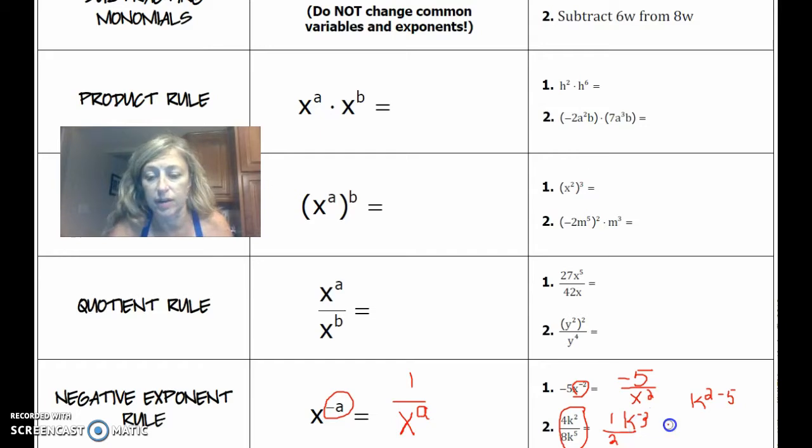Well, I don't want a negative third power. So that means I have to write the k on the bottom. So this means I have 1 over 2k to the positive 3. Remember, as soon as I write it as a fraction, it's a positive.